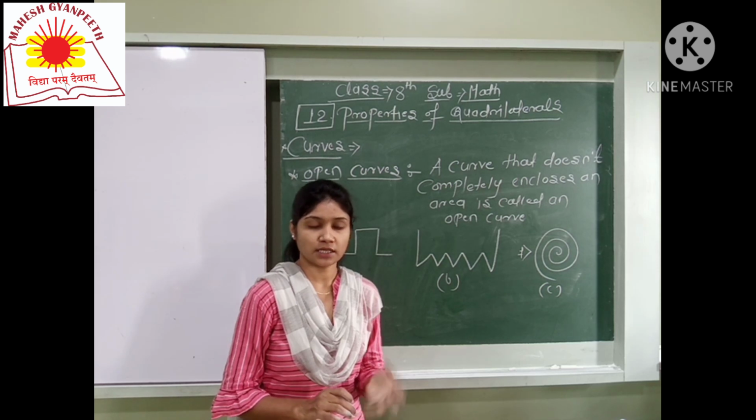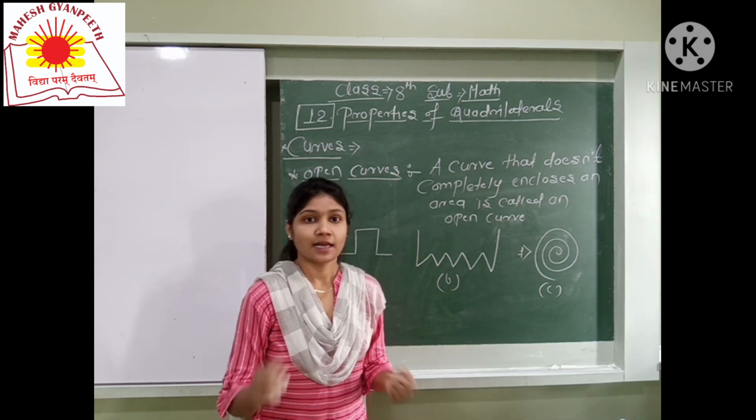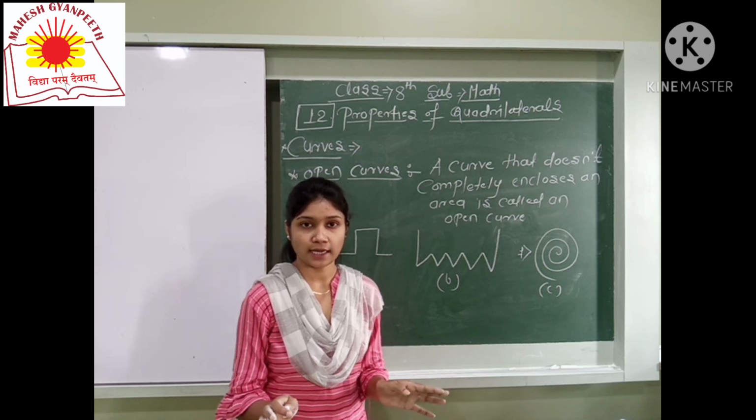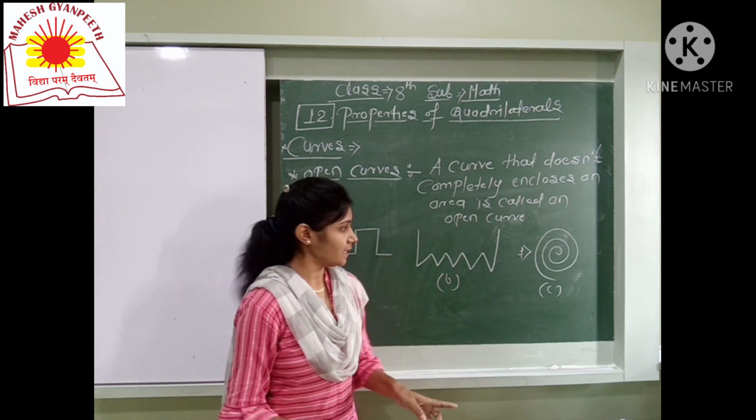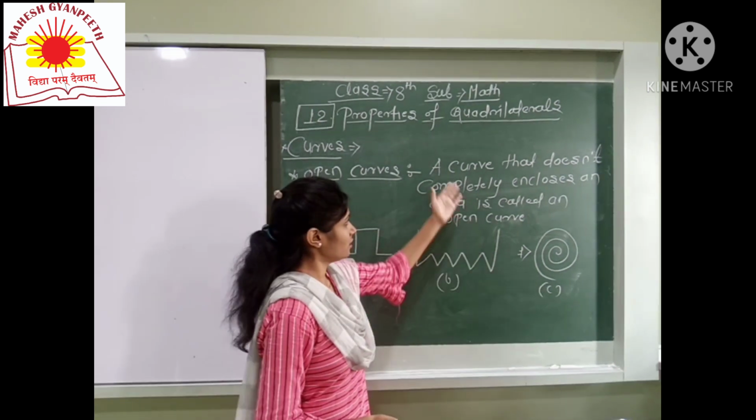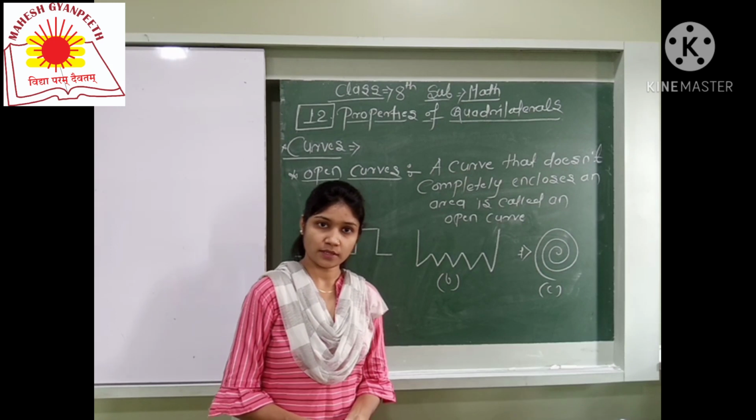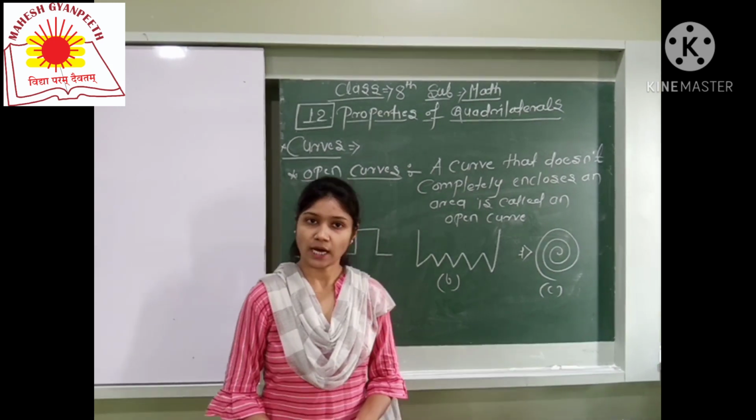So the simple definition of all the curves is this. A simple closed figure means that it does not intersect itself. A closed curve means its whole enclosed area is closed. And an open curve means a curve that does not completely enclose an area. These are the three curves we have given.